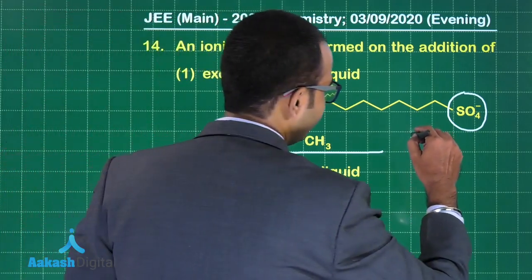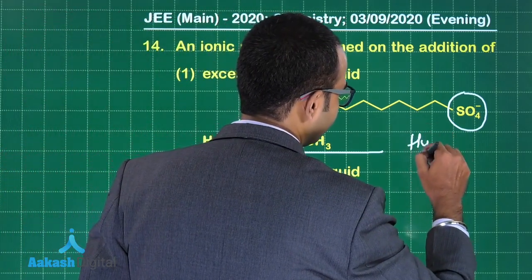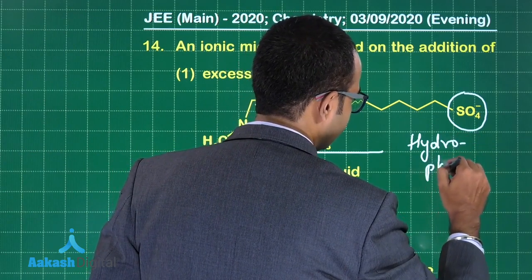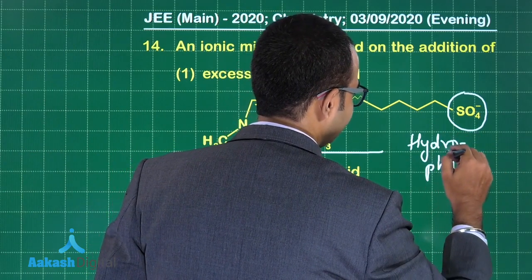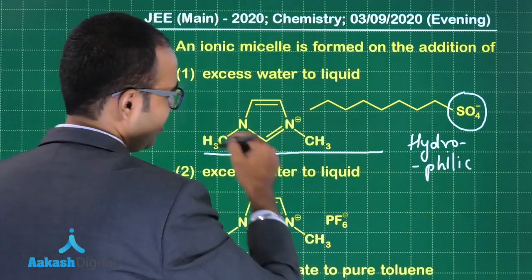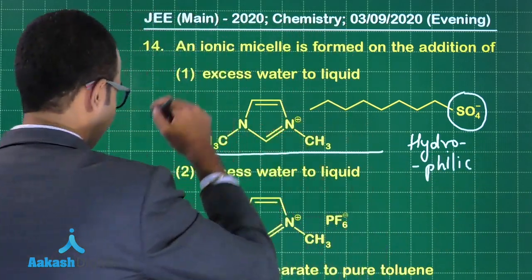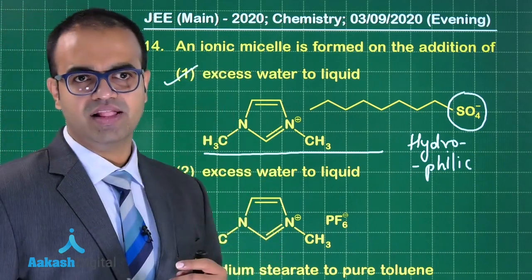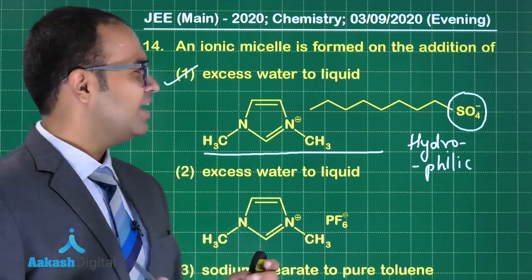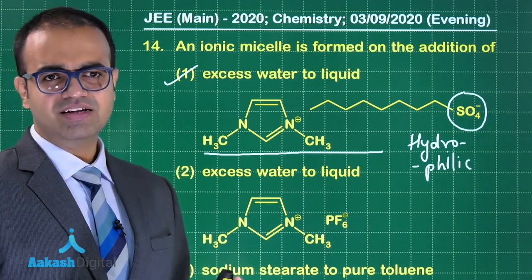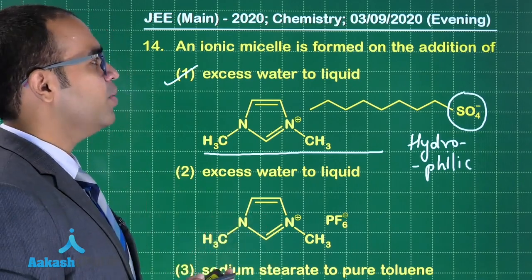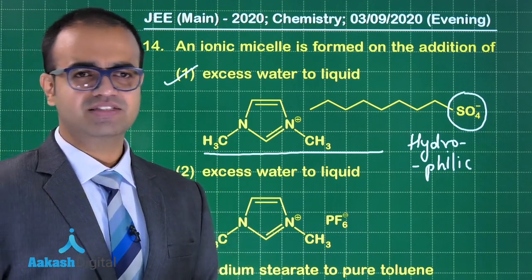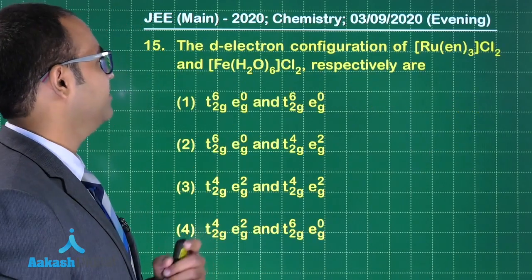So this part over here that you see is hydrophilic and this part over here is hydrophobic. Therefore your answer is 1, guys. Okay, is that clear, guys? A very easy question. If you are thorough with the concept of associated colloids, then you will be able to crack it very easily, guys. Let us go on to question number 15.